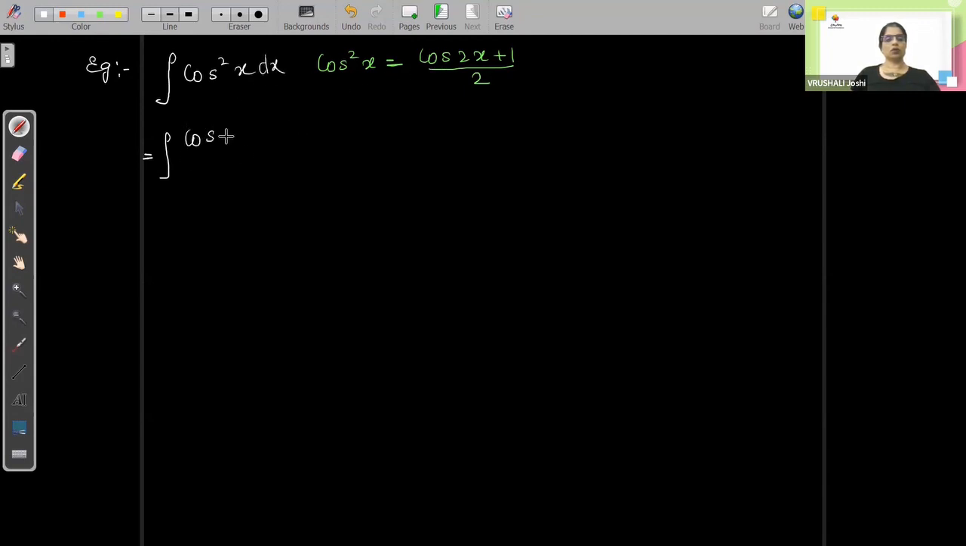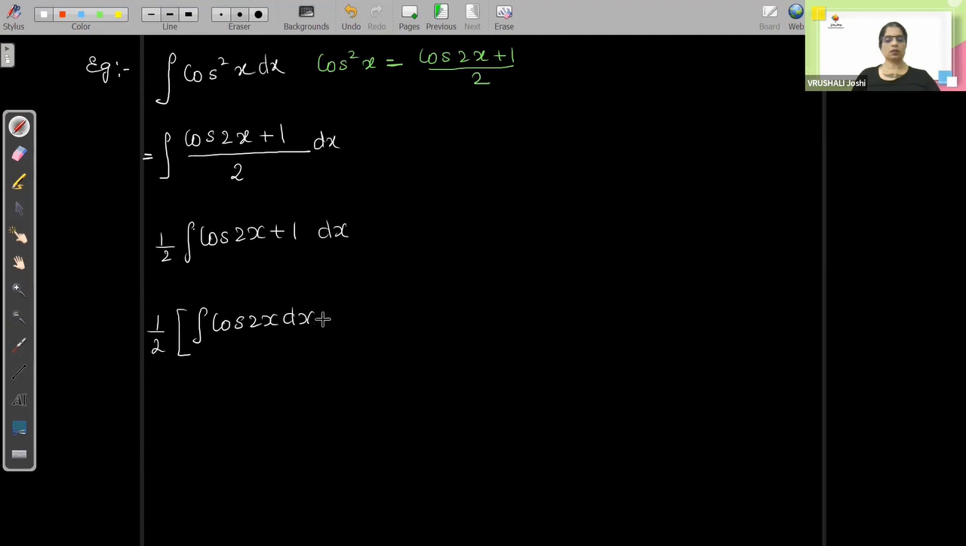We can write this as cos 2x plus 1 by 2. Correct? The half can come out as half dx. So, integration of cos 2x plus 1 dx. Using the property, we can write half into bracket: integration of cos 2x dx plus integration of 1 dx. Correct? This is equal to half.